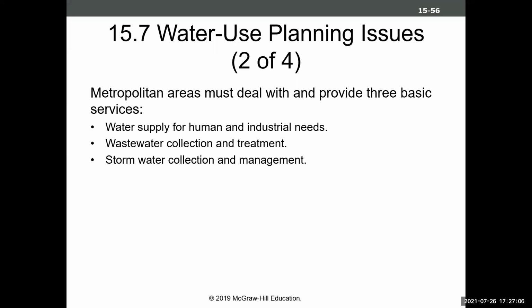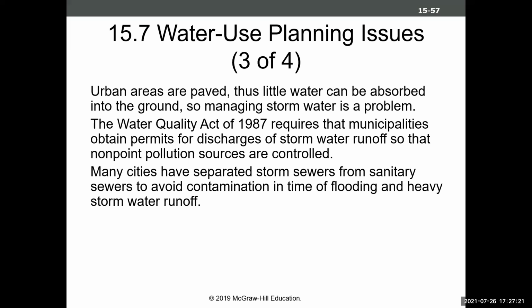So basically, you now have metropolitan areas that have to deal with and provide three basic services. You have to have a water supply for human and industrial needs. You need to have wastewater collection and treatment, and you have to have stormwater collection and management. And like we mentioned, because these urban areas are paved, there's very little infiltration and lots of runoff.